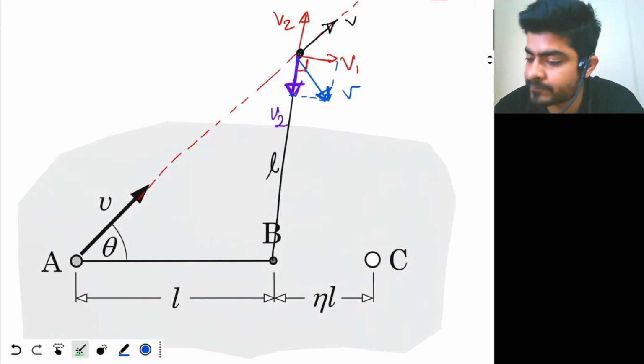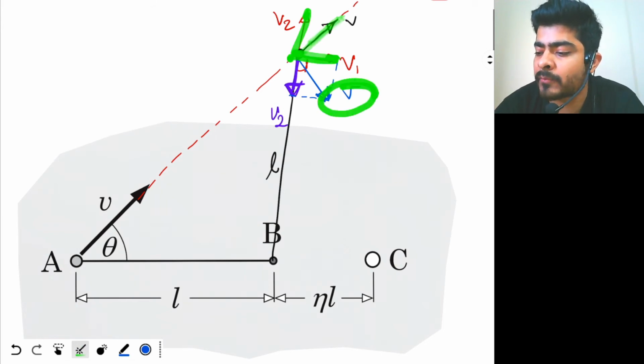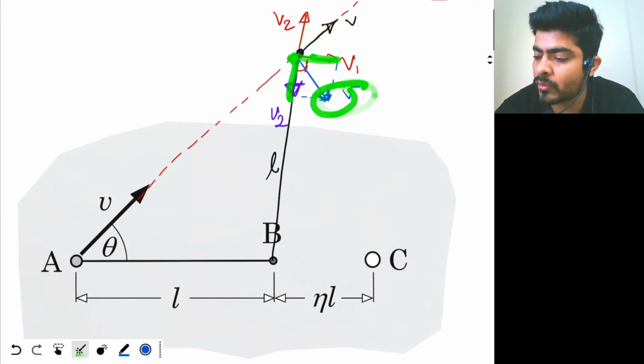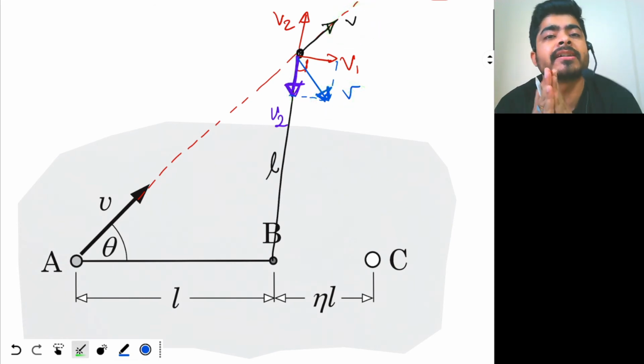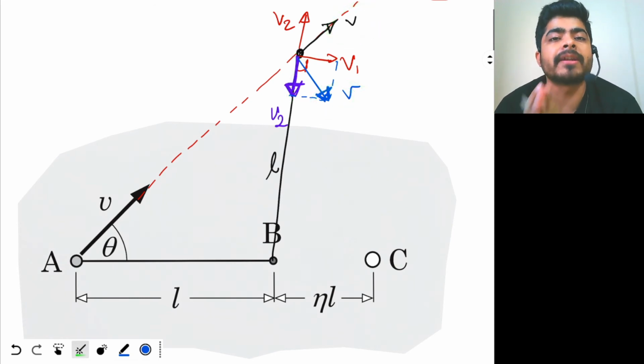And if you see, this velocity has components V1 and V2. This velocity also has components V1 and V2. So both are the same in magnitude. The cord is elastic, so energy is not lost. The speed of the particle does not change. Only the direction changes.